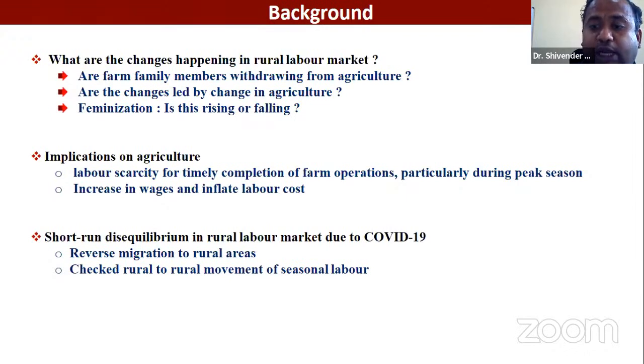So what was that impact? Can we study those types of things? We tried to do some aspects of that using some quick studies, and I will be sharing those empirical evidences.